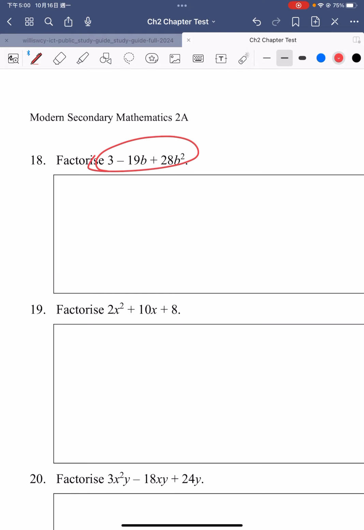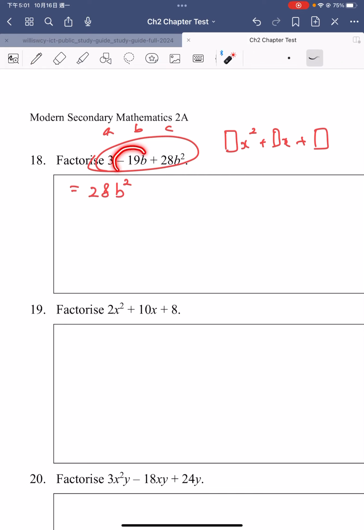So if something in this format is not the usual a, b, c, first of all, we need to change it to our usual format. So change it to something x squared plus something x plus something, without x. Now we just change it to b. So we have 28b squared. Remember to move it together with the front sign. So plus 28b squared minus 19b plus 3.